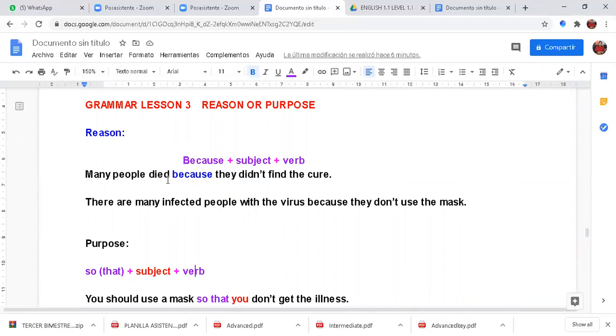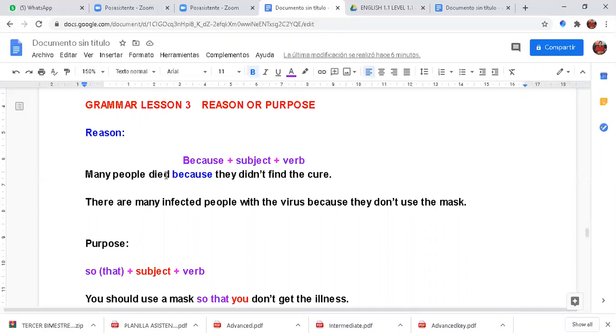Many people died because, subject, they didn't find the cure. Many people died because governments, doctors, scientists didn't find the cure. The reason: we're expressing a reason why people died.